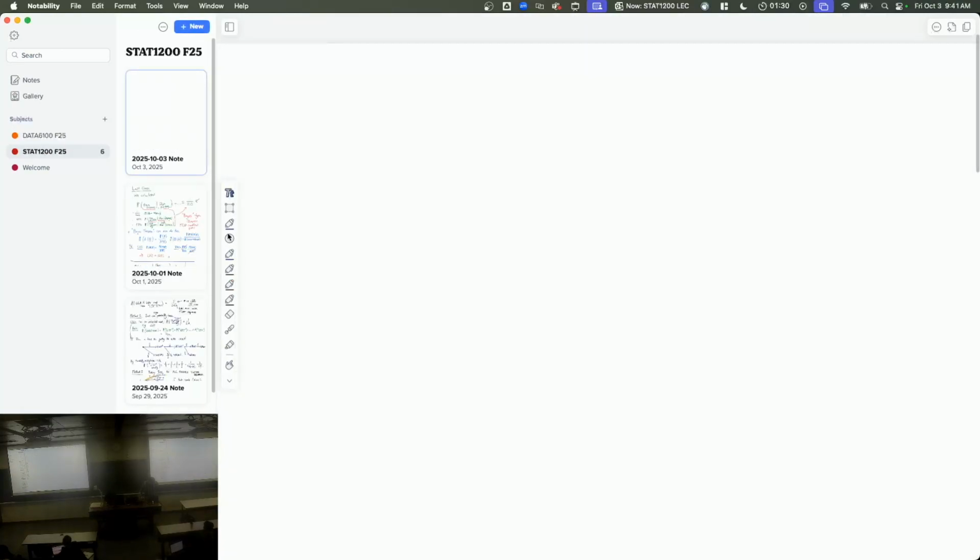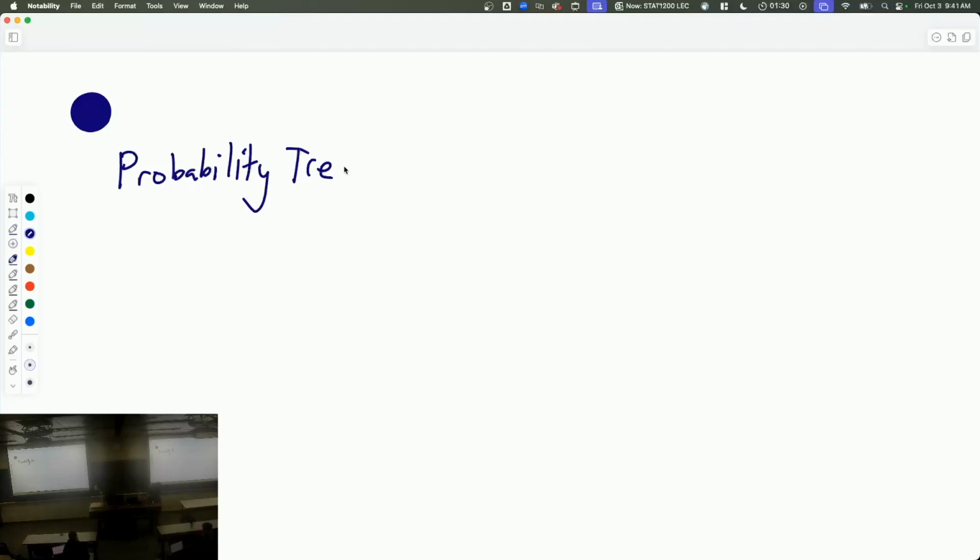Let's start a new one today. So one method is probability tree. Okay, that's option 1. And that's always a good one to try if you're kind of stuck. You're like, how could I break something down as a probability tree?